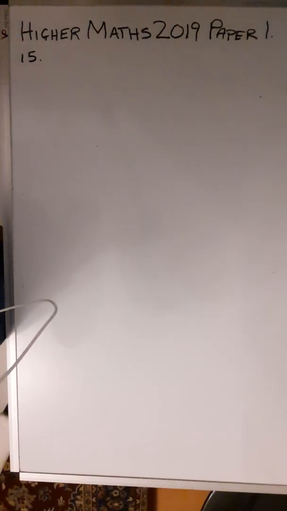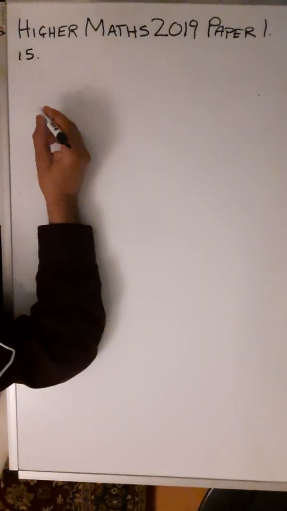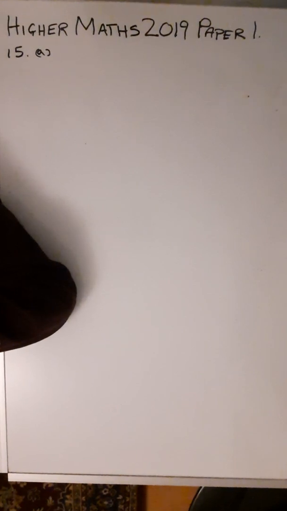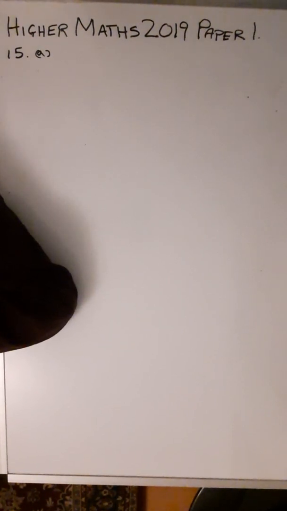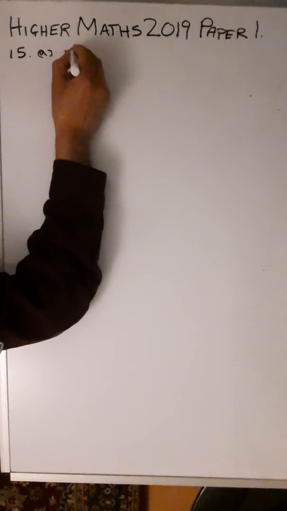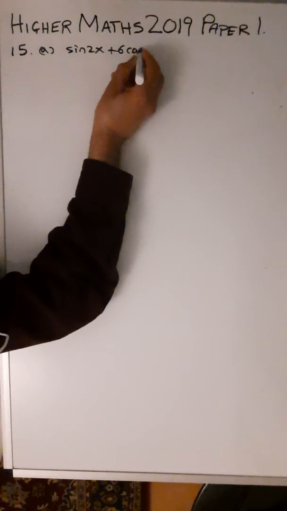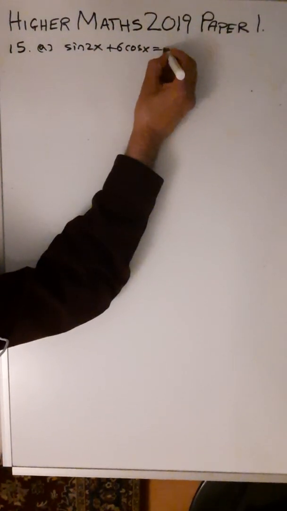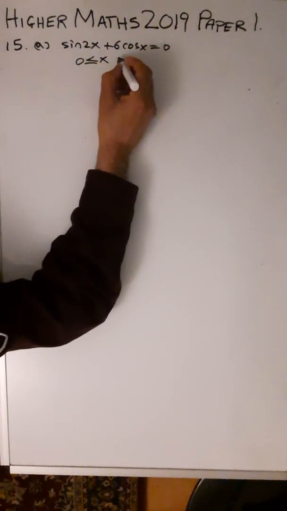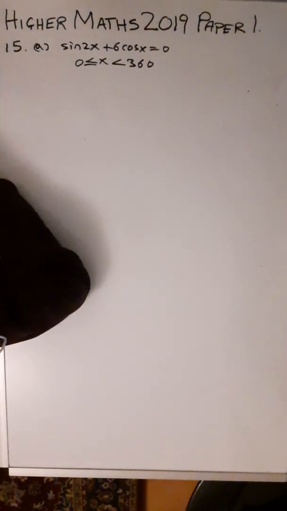March 2019, paper 1, question number 15. Part A. It says for 4 marks. Solve the equation sine 2x plus 6 cos x is equal to 0, where x is greater than or equal to 0 and less than 360. So that's your domain. This is for 4 marks.